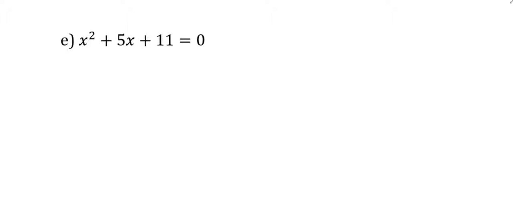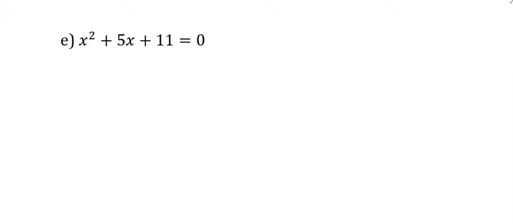5. So I'm going to go 5 squared, which is 25, minus 4 times, what's A? Noor, what's A? 1, thank you, times 1 times, and then C is the constant, so that's 11. What do you get? Negative 19.